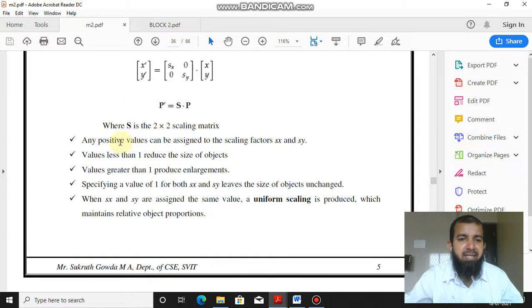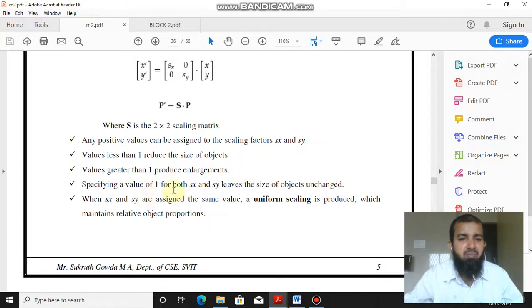Next, any positive values can be assigned to the scaling factors sx and sy. Values less than 1 reduce the size of the object. If sx and sy are less than 1, it reduces the size. Values greater than 1 produce enlargement. If sx is more than 1, it enlarges in the x direction. If sy is more than 1, it enlarges in the y direction.